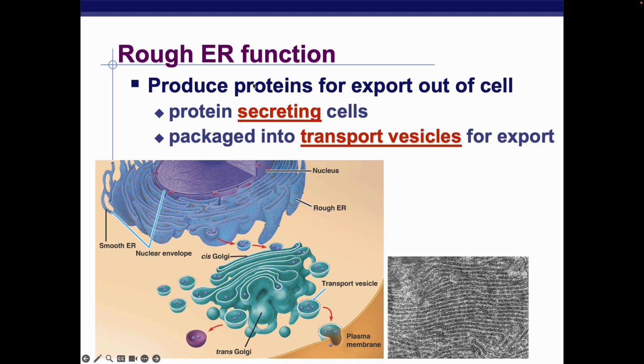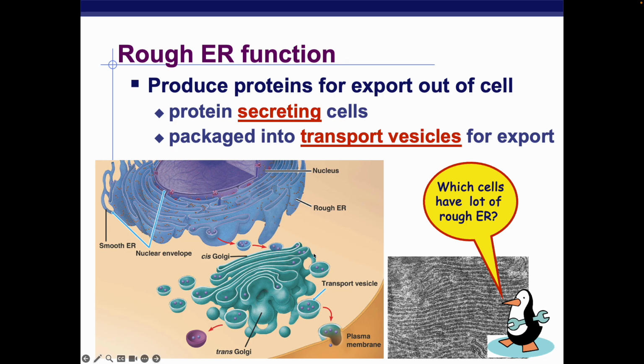Rough ER function. So the rough ER produces proteins for export out of the cell. Protein secreting cells are packaged in transport vesicles for export. Now, which cells would have a lot of rough ER? Well, it will be cells that basically need to produce lots and lots of protein.